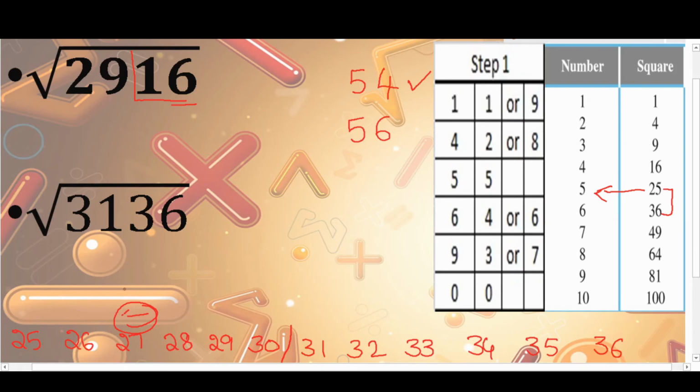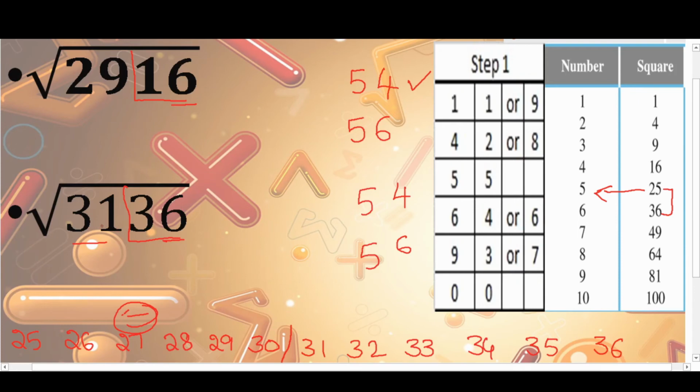Let's see the next number. Let's find the square root of 3136. First step, I have 6. So I need to mention 4 or it might be a 6. Step number 2, discard the last 2 digits. I have 31. So again 31 is lying between 25 and 36. I'm going to consider 25. 25 is a square of 5. So my answer would be 54 or it might be 56.